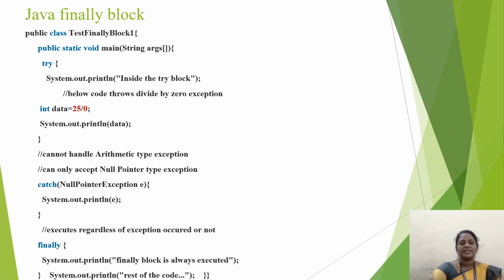What is the finally block? The finally block is always executed, written with System.out.println statements so that the rest of the code will be executed. The output of this program is that the finally block is always executed, then the rest of the code. That is the Java finally block. So we had to analyze this program: whether the exception is handled or not, the finally block will be executed.